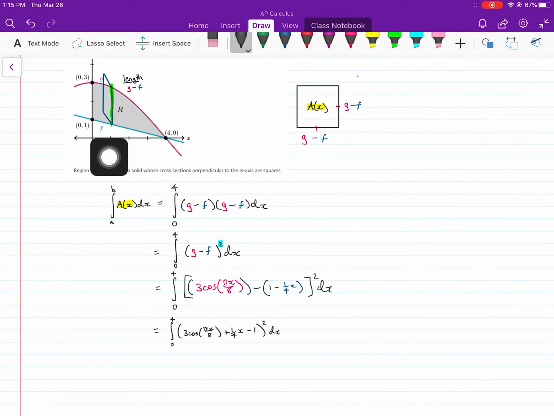So once again, like I said, try to draw the shape out and figure out the area of that shape. In this case, it's g minus f times g minus f. And then from there, you integrate that, and that would give you the volume generated by all those squares from here to there.